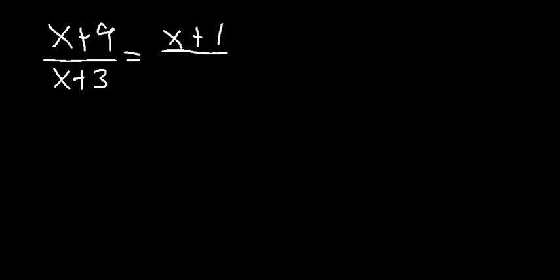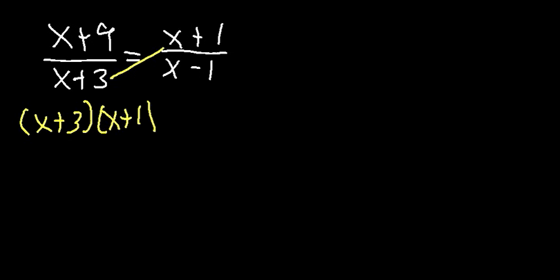Let's try this one. (x + 9)/(x + 3) is equal to (x + 1)/(x - 1). So let's cross multiply. Here we have (x + 3) times (x + 1), and here we have (x + 9) times (x - 1). So there's nothing that we can cancel right now, so we have to FOIL for this example.